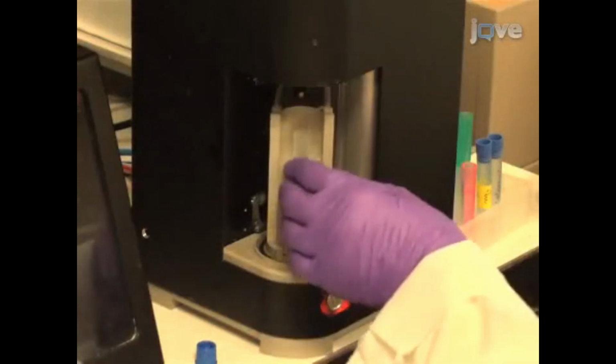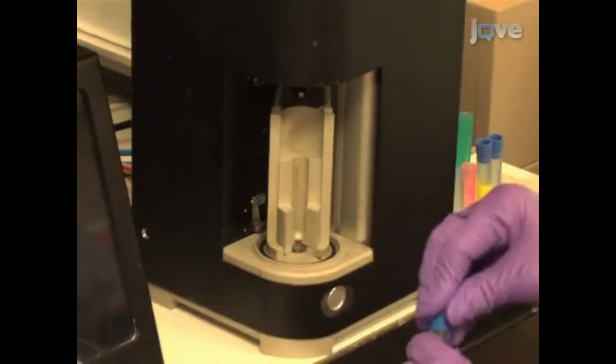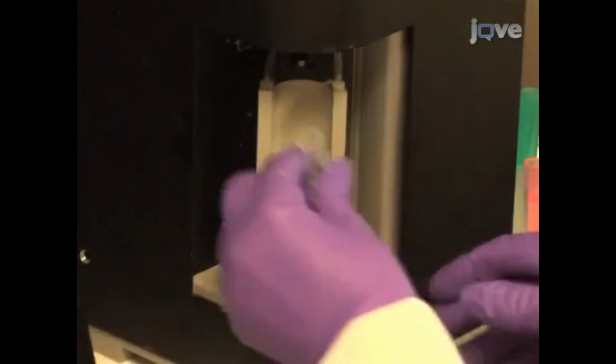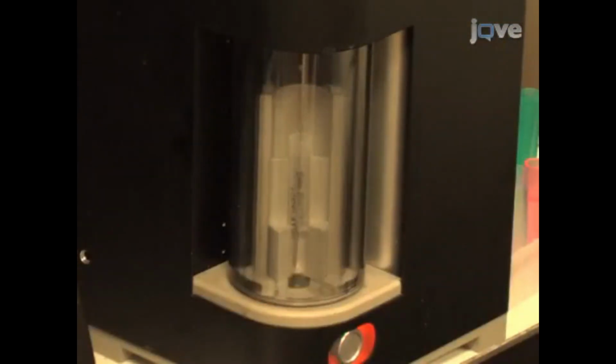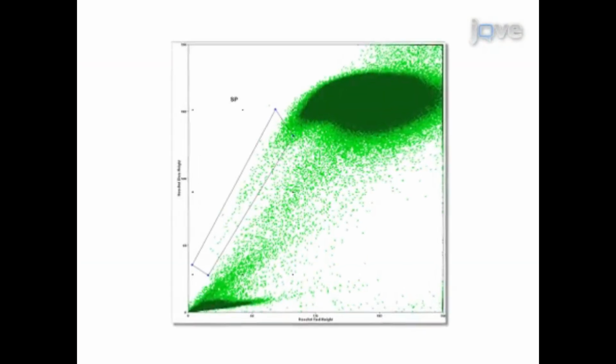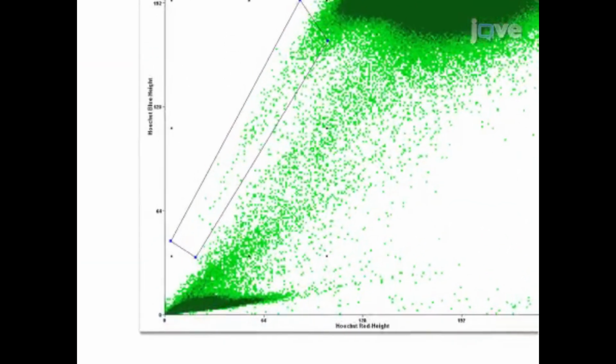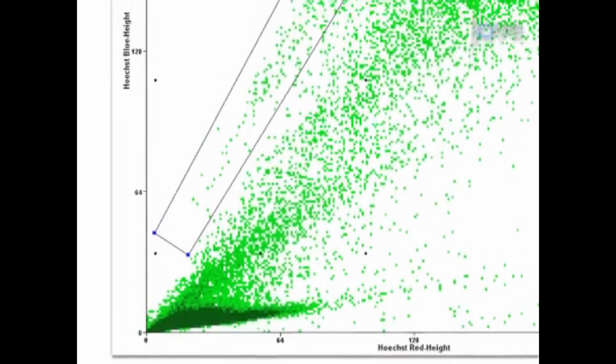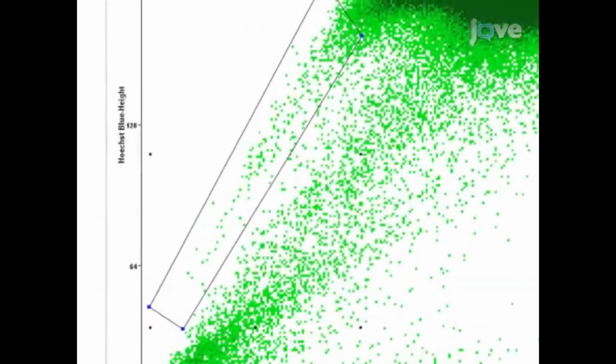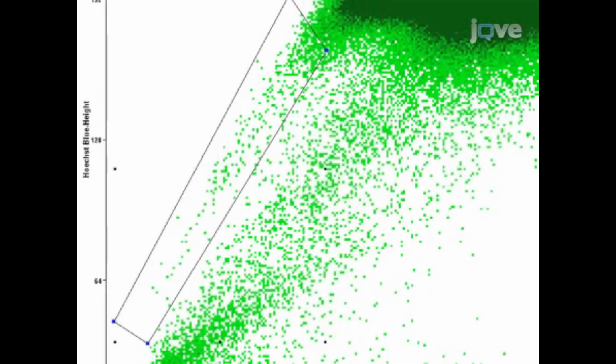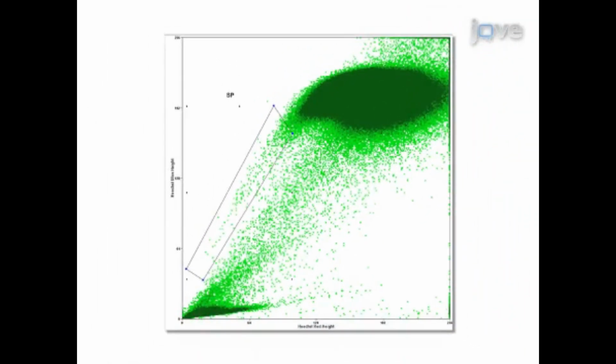Now that the system is set up, remove the sample from the loading port and place the lung sample in the loading port. The instrument settings should not need to be adjusted again for this sample. Begin collecting events. On the red versus blue Hoechst plot, the G0, G1 cluster for the lung sample usually appears more elongated in the x-axis direction and resembles the tilde symbol on a keyboard.